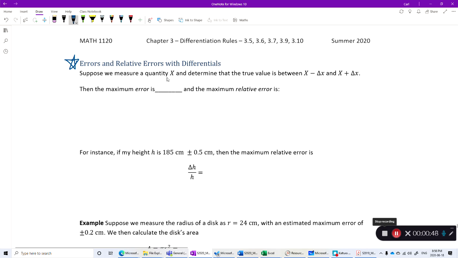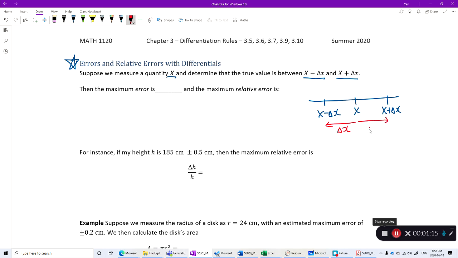Suppose we measure a quantity x, and we determine that the true value is somewhere between x minus delta x and x plus delta x. In other words, it's a kind of interval where we think that the real value is going to be somewhere between, if we go delta x in that direction or if we go delta x in that direction. So the maximum error in this case is just delta x, right? That's the farthest away the truth could be.